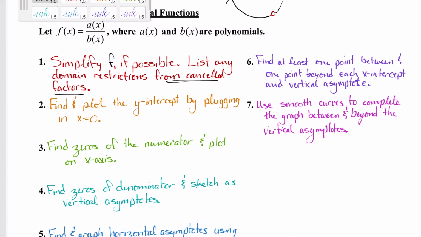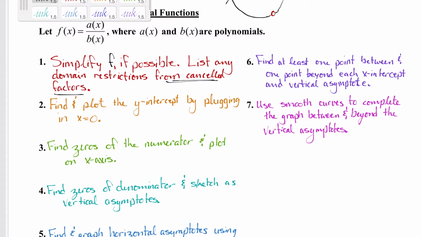We then want to find and plot the y-intercept by plugging in 0 for x. And then we want to find all of our zeros of the numerator. So setting the numerator equal to 0, and we'll plot those on the x-axis. So finding those intercepts, the x-intercepts and the y-intercepts, there's some pretty easy points, and they're one of the more important parts of the graph itself.